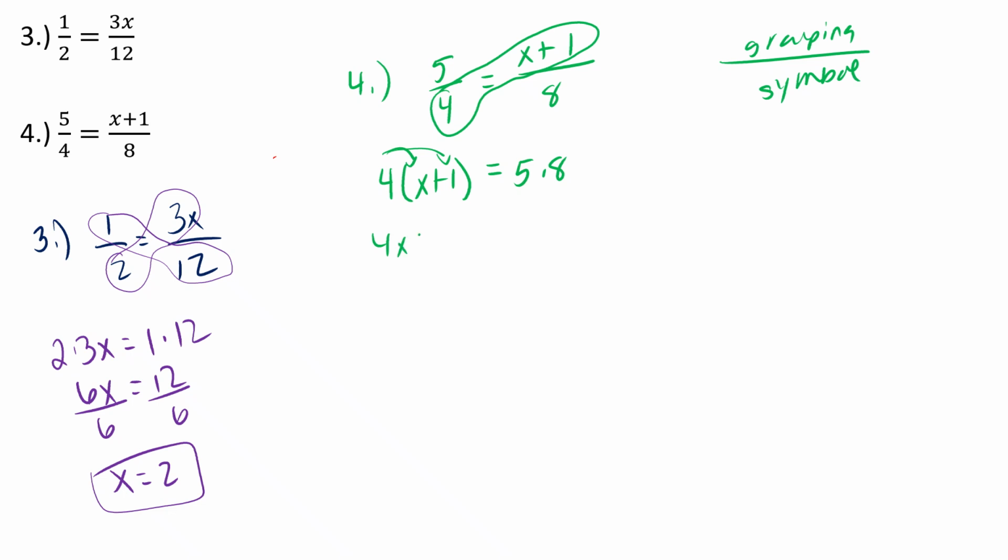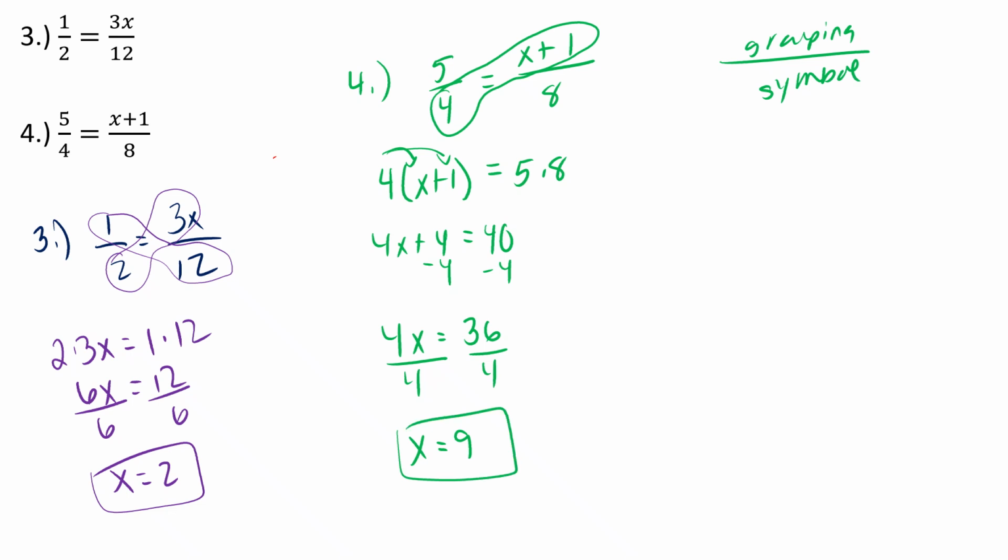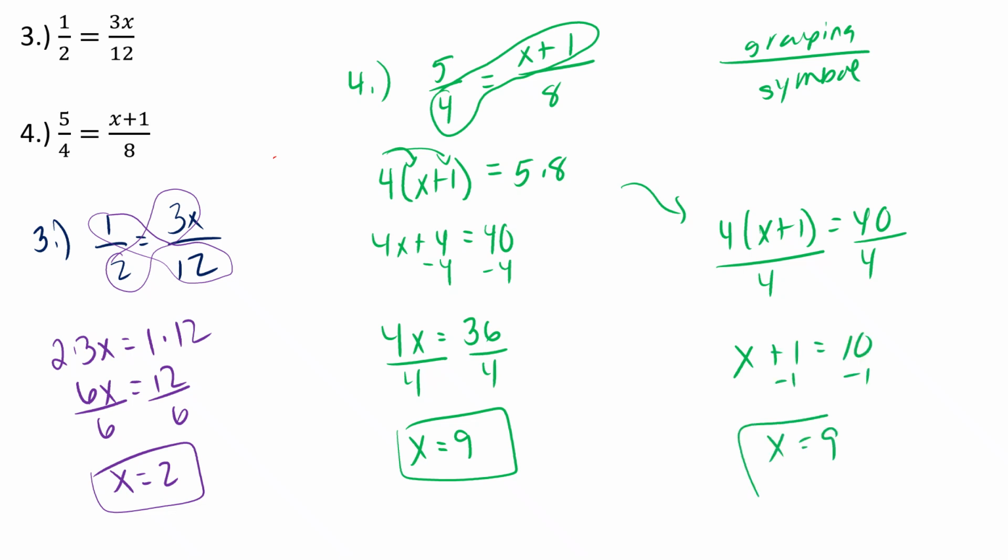So 4x plus 4, 5 times 8 is 40. Subtract 4 from both sides, so 4x is equal to 36, and divide both sides by 4. 4 divided by 4 is 1, and 36 divided by 4 is 9. You could also have done this, where you divided by 4 before you did the distribution. And so 4 divided by 4 is 1, leaving you with x plus 1 equals 10. And you could get there that way as well. So several different ways that you could get there.